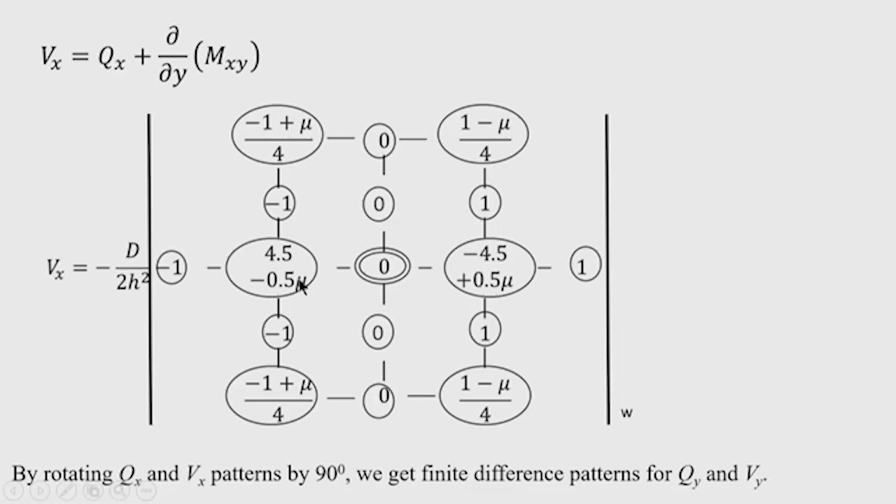Now, by rotating the Qx and Vx pattern by 90 degrees. This we have obtained by the pattern operation, but if you rotate it by 90 degrees you will get this Qy and Vy. So, it is easily obtained by rotating this stencil by 90 degrees. Okay. Let us come to the boundary conditions.